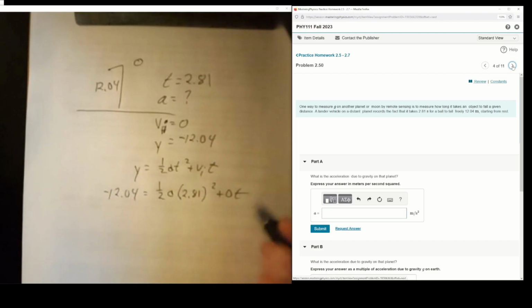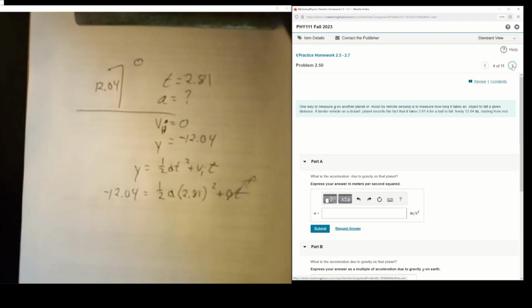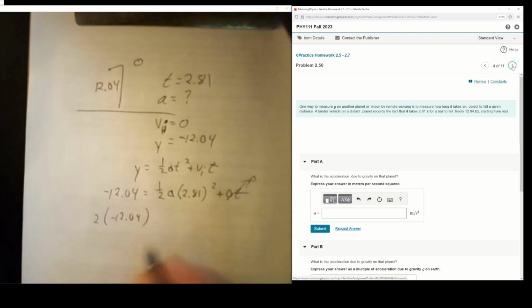So 0 times whatever there is going to be 0. Solving for A. So that's what I'll be punching in my calculator.